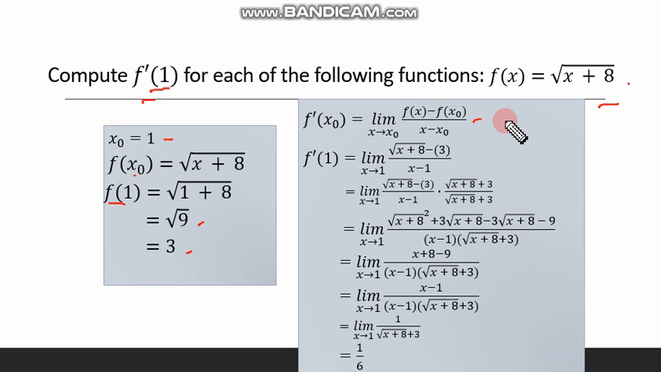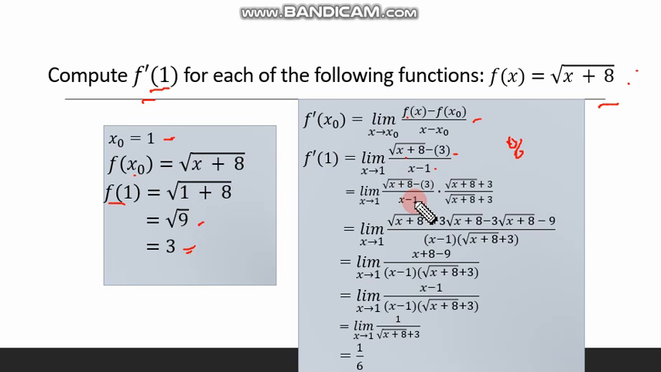So f prime of x sub 0 is equal to the limit of f of x minus f of x sub 0 all over x minus x sub 0. So the f of x is the square root of x plus 8 minus the f of x sub 0, which is 3. So minus 3 over x minus the x sub 0, which is 1, as x approaches 1. So this is indeterminate form once again. 0 over 0 if we direct substitute the value of x with 1.